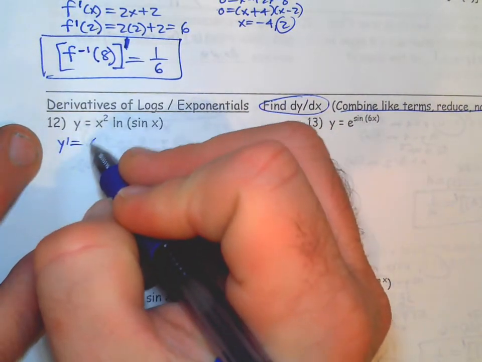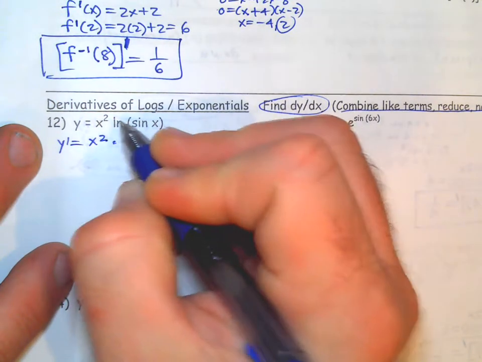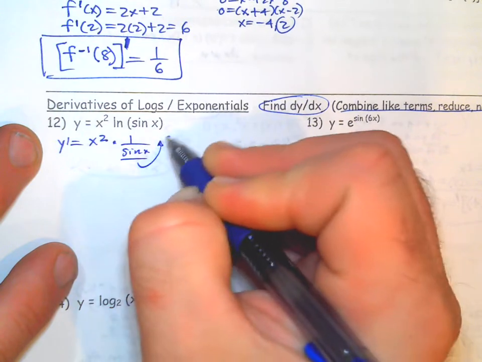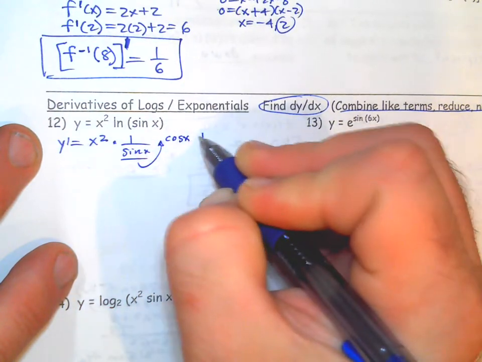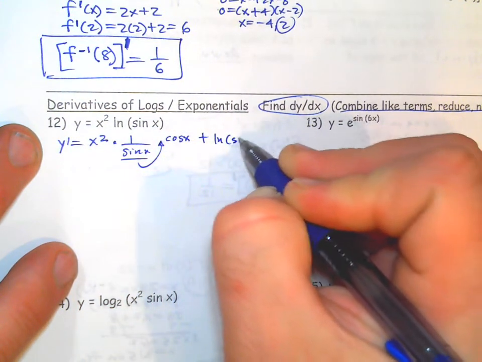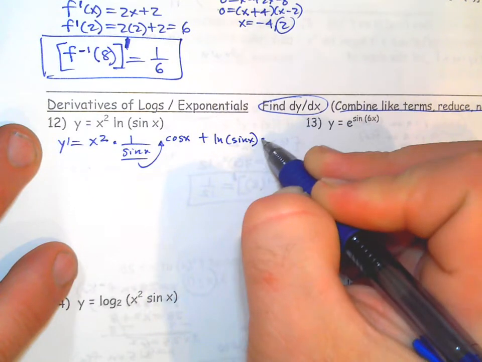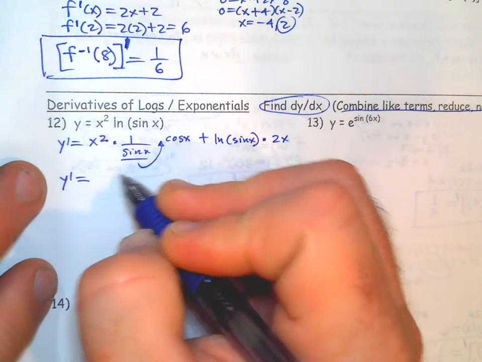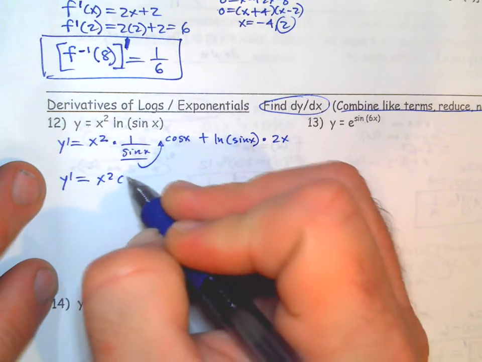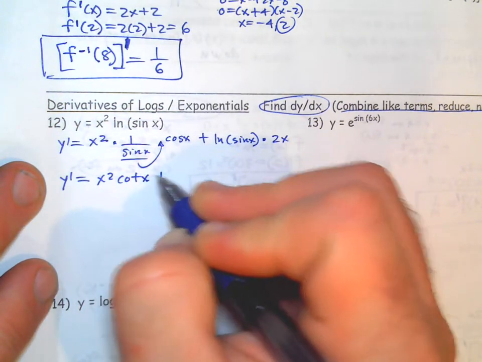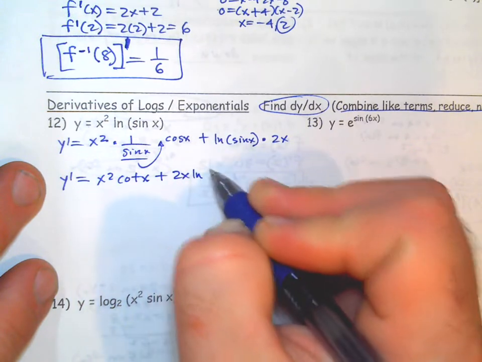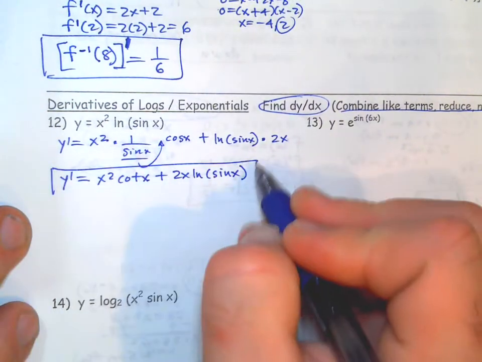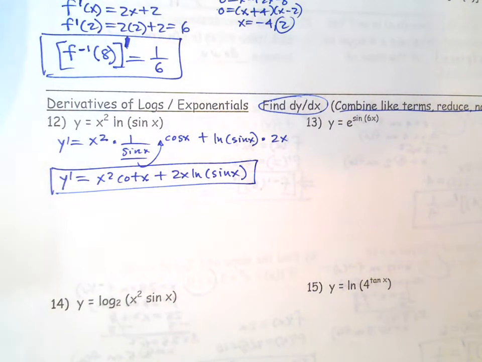We got to do a little product rule here. x squared times derivative of that, which is going to be 1 over sine times derivative of what's inside, chain rule, cosine, plus natural log of sine x times derivative of x squared, which is 2x. And clean it up. This is going to be x squared cotangent x plus 2x natural log of sine x. You want to put that 2x in front of the natural log. That's it. Done.